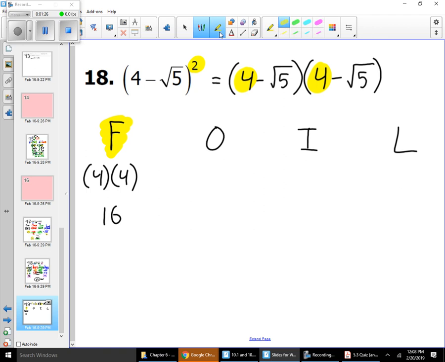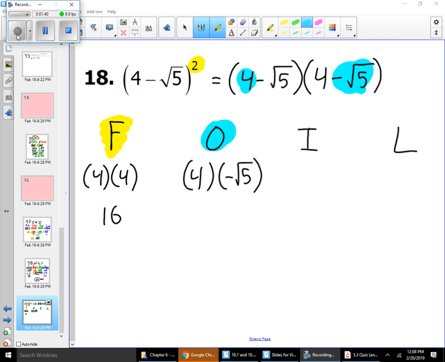Jumping over to our outside terms. The outsides are 4 and this negative root 5. So 4 times a negative root 5. We don't have to worry about the product rule there because the 4 is a coefficient. That radicand and the 4 are not going to mix. So that's a negative 4 root 5.